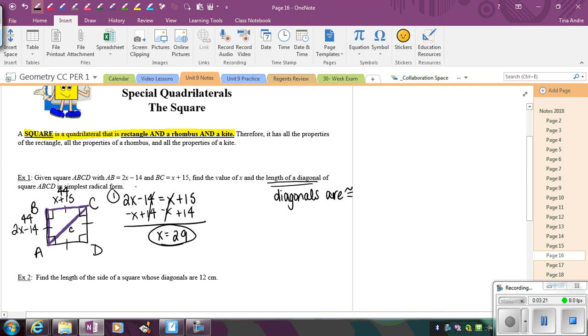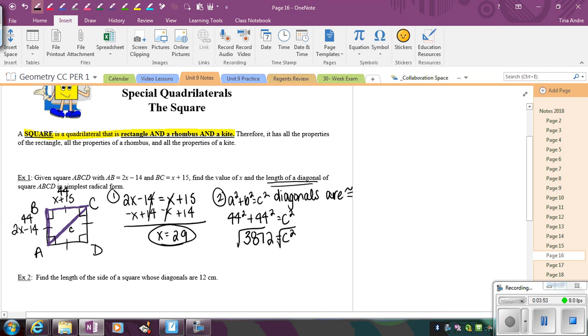So this is step 1. Step 2 is going to be to do Pythagorean theorem. So I have a squared plus b squared equals c squared. So I have 44 squared plus 44 squared equals c squared. So I'm just going to go ahead and combine those. 44 squared plus 44 squared is going to give me 3,872. And we want to square root this.